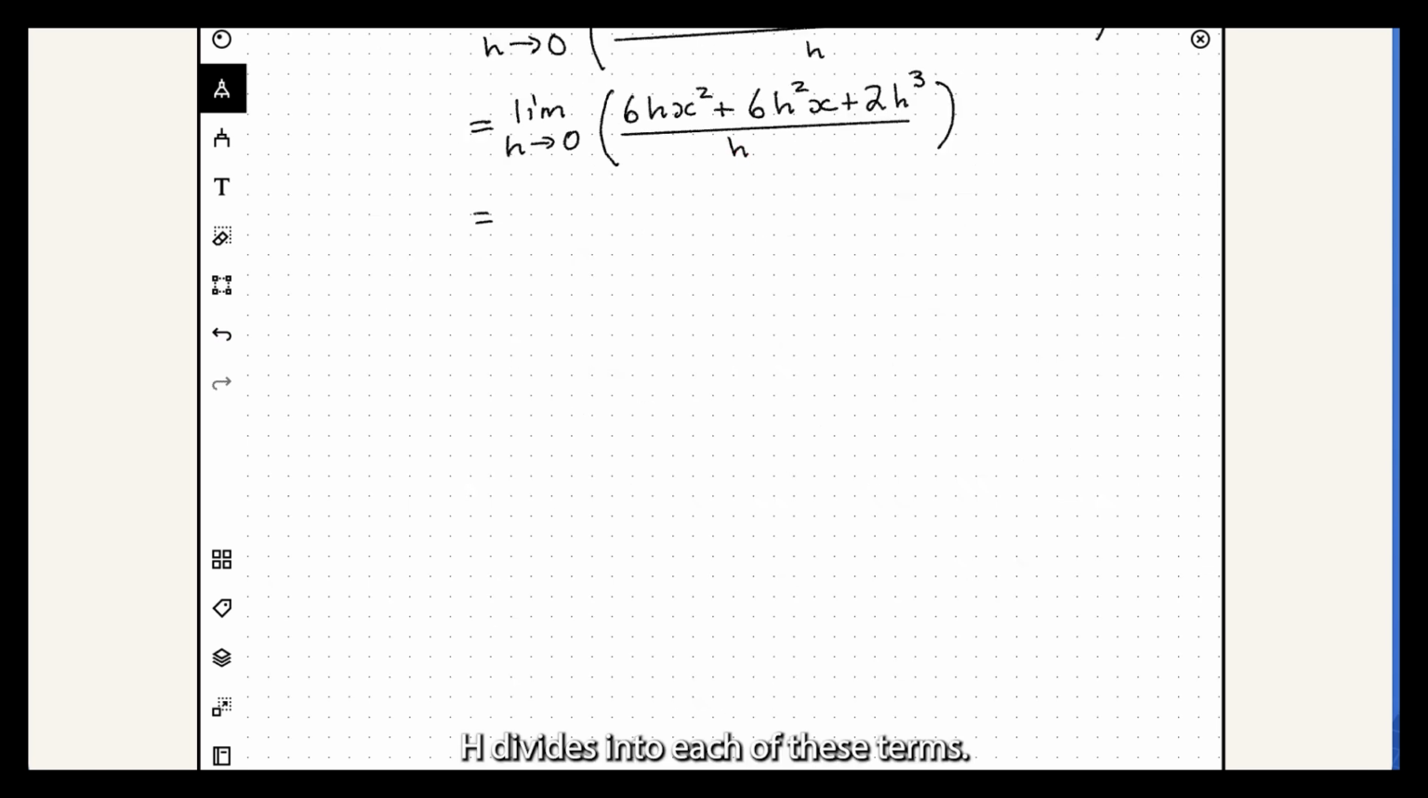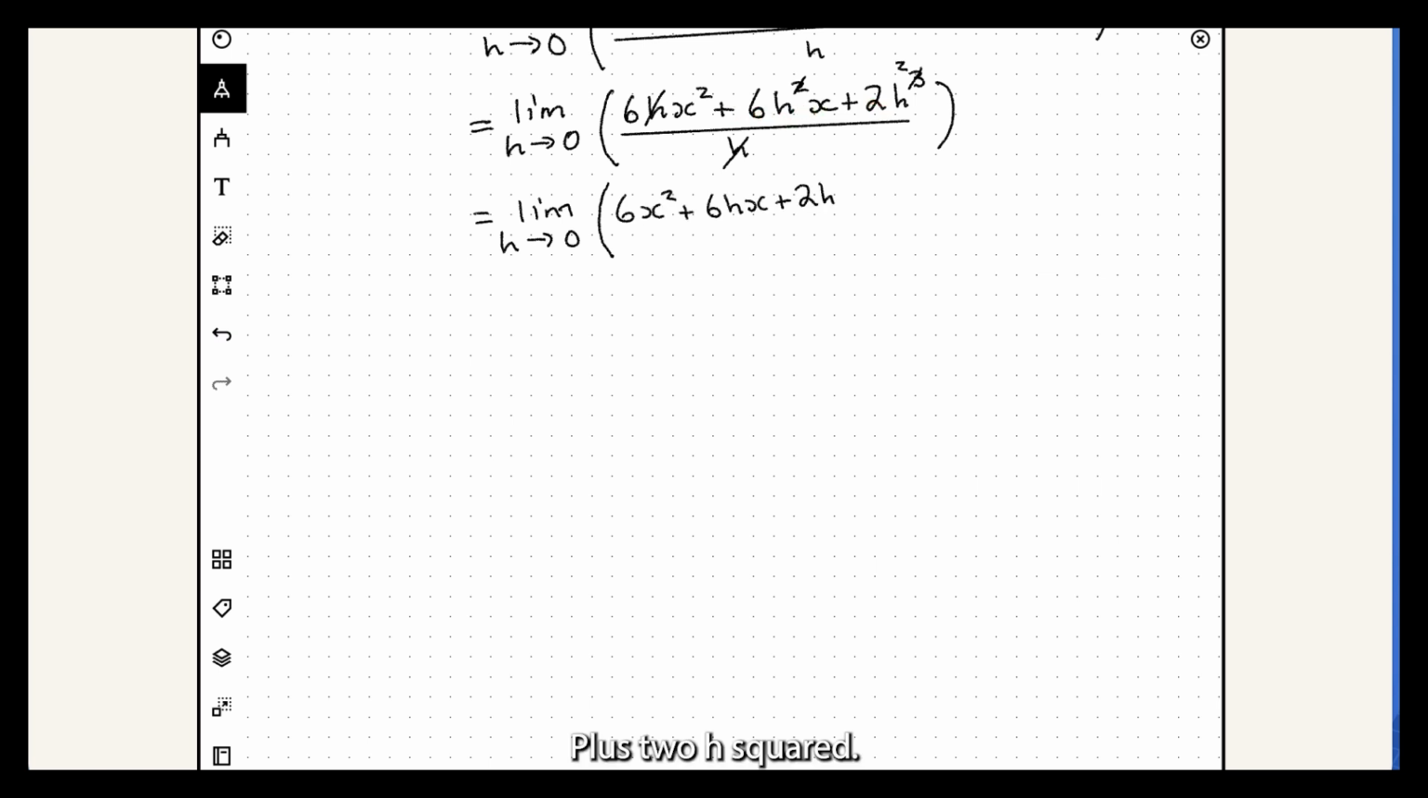H divides into each of these terms, as you can see, and we get the limit as h tends to 0, and you'll see now the relevance of this limit. 6x squared plus 6hx plus 2h squared. Now, if h tends to 0, so remember it gets so close to 0, that would mean that this term here would disappear, because anything multiplied by 0 is 0, and here anything multiplied by 0 is 0. It's important again to say that this is a paradox in some ways, that h doesn't actually equal 0, but it does equal 0.